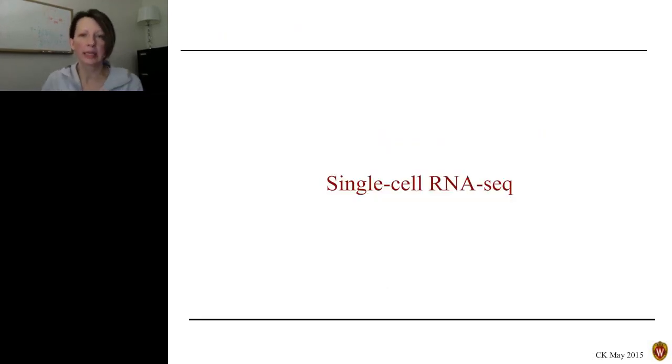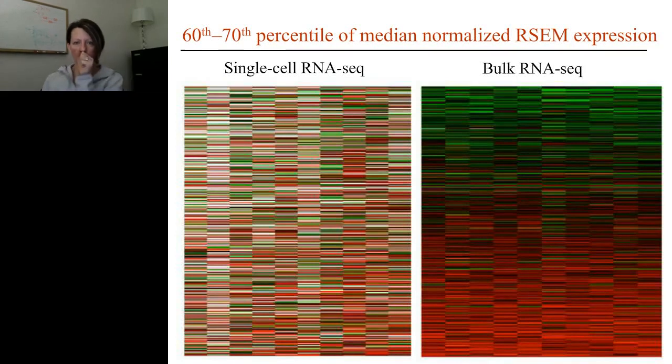Okay. Now I want to spend a bit of time talking about single-cell RNA-seq and what we're doing with single-cell RNA-seq. So here is a heat map where we have low expression in green, high expression in red, 0 expression in white for genes along the rows and samples along the columns. And we're looking at the genes that fall between the 60th and 70th percentile of median normalized RSEM expression for these 2 data sets. What are some things that we notice between single cell and bulk?